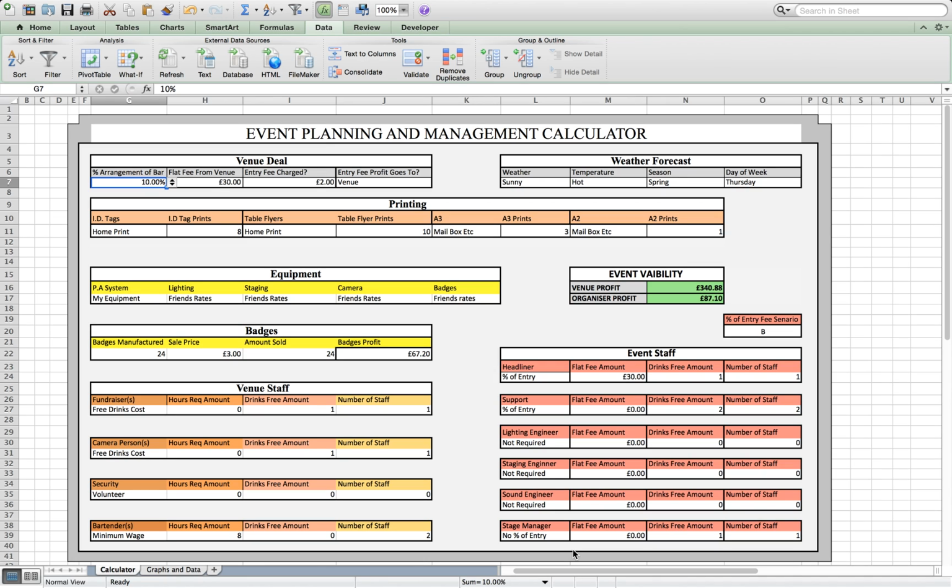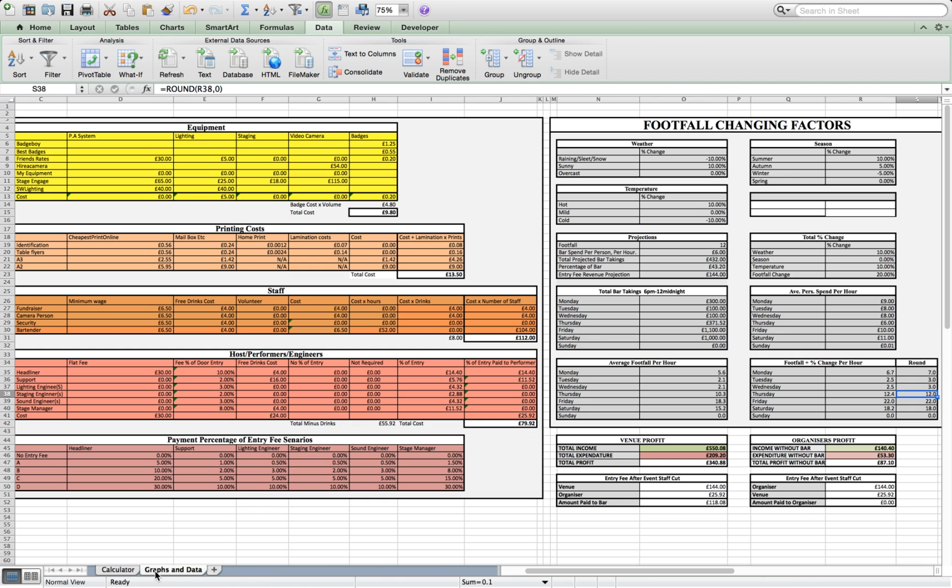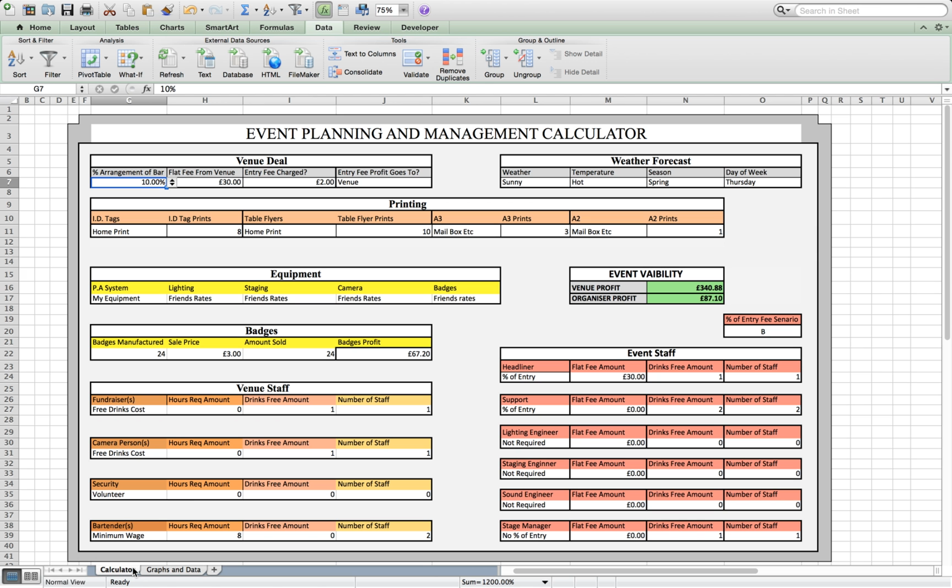Okay, so this is the event planning and management calculator. There's two screens, the calculator and the graphs and data, which you can see here. I'll start taking you through the first screen.